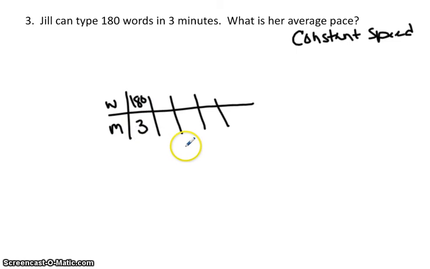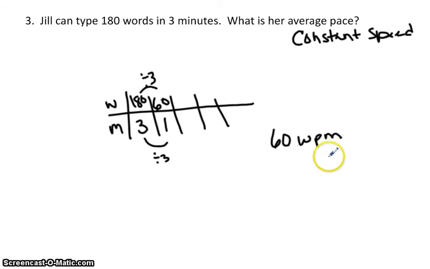So if we're finding our constant speed, we want to find out how many words Jill can type in 1 minute. So I'm going to put 1 over here. Well, the only thing that I can do is divide by 3 in order to get to 1, so I have to divide by 3 on top. The students know a quick little trick, and it says how many times does 3 go into 18? It goes in there 6 times, and then we put in a 0 because it's actually 180, not 18. So Jill can type 60 words per minute, and that's her average pace.